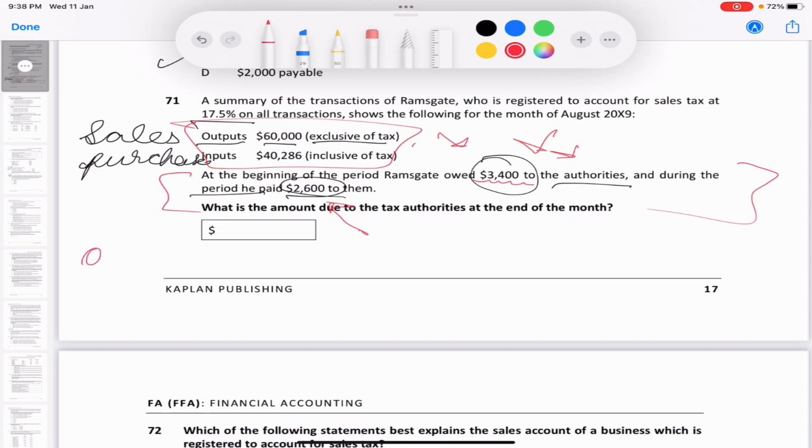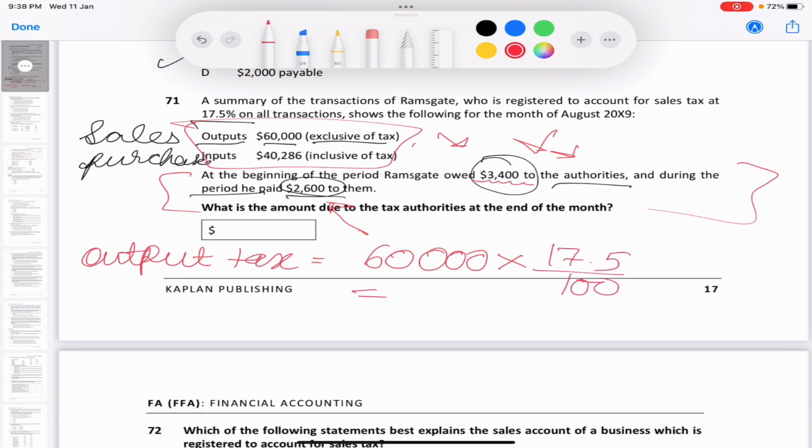Let's find the output tax first. This is exclusive of tax, which means the net value is given. So it would be 60,000 multiplied by 17.5 upon 100. By doing this I get the output tax. What is the value? 10,500.